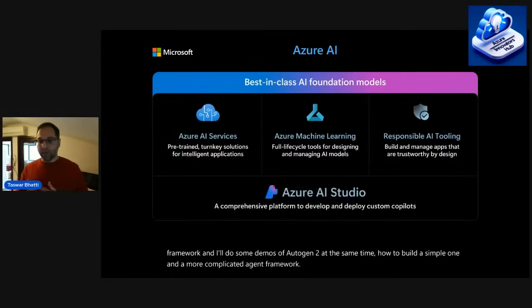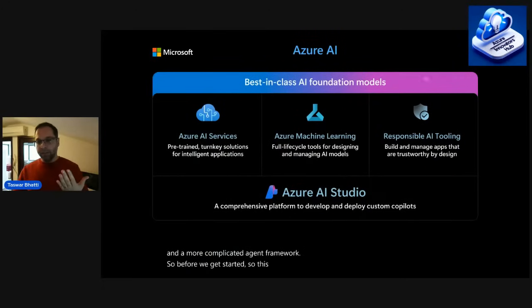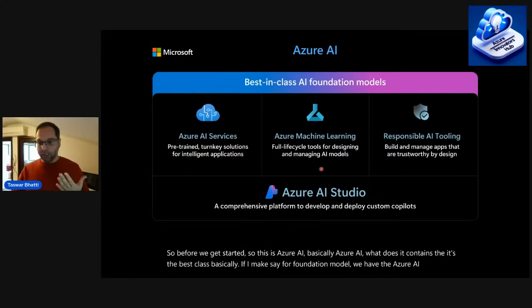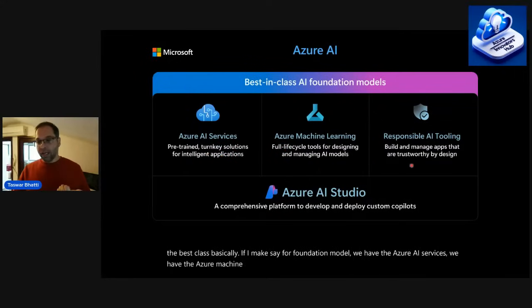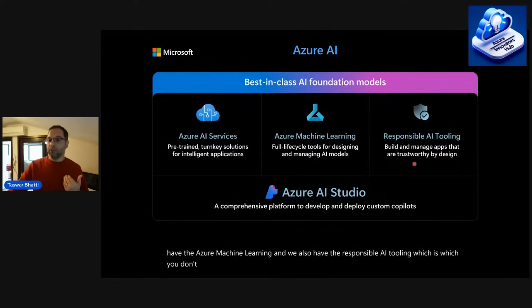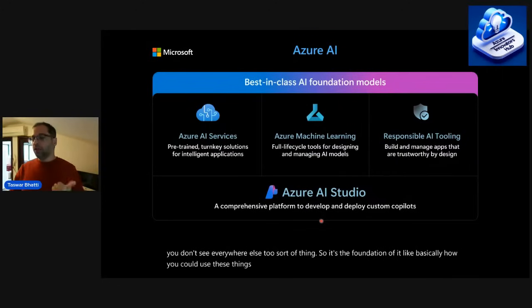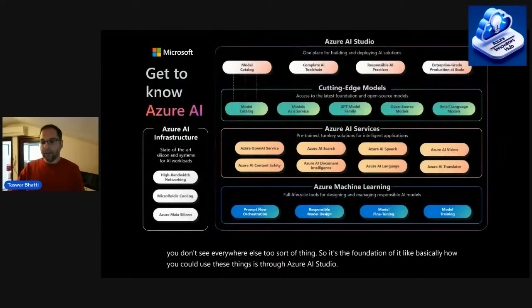So before we get started, this is Azure AI, basically. What does it contain? It's the best in class, if I may say, for foundation models. We have the Azure AI services, we have Azure machine learning, and we also have the responsible AI tooling, which you don't see everywhere else. So it's the foundation of it, and how you could use these things is through Azure AI Studio.